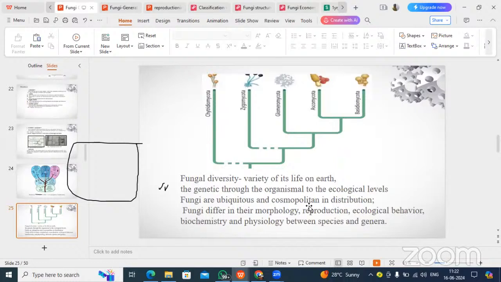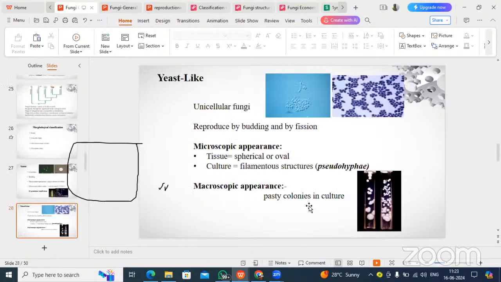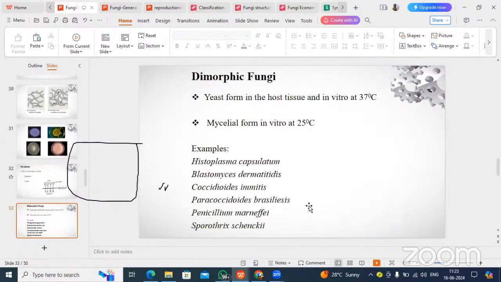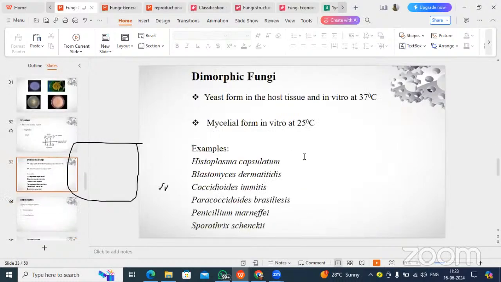Next is the classification of the fungi. We have time up to 11:30, and we will complete it before that. As we already discussed, the fungi are classified into two groups, Myxomycota and Eumycota: false fungi and true fungi. There is also morphological classification: yeast-like, filamentous, mycelial, and dimorphic structures. But we will go for the next.